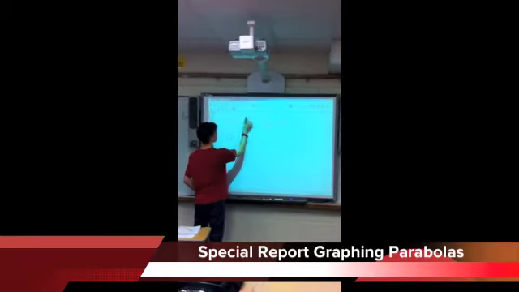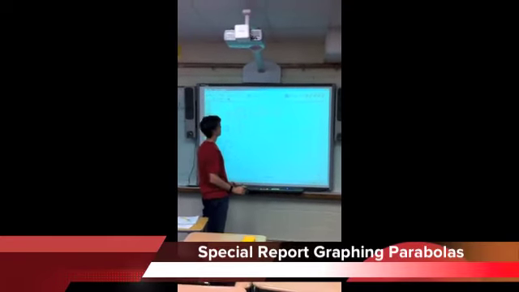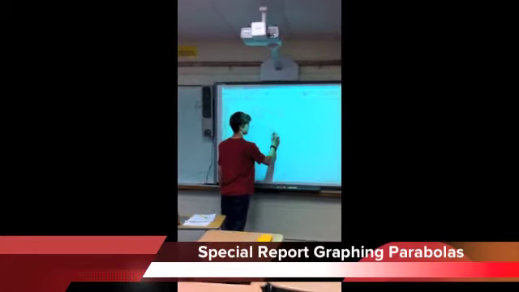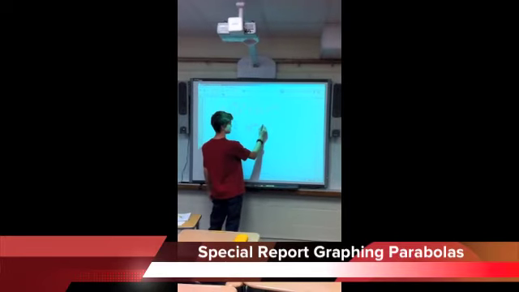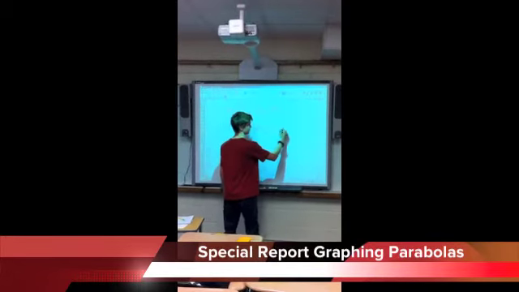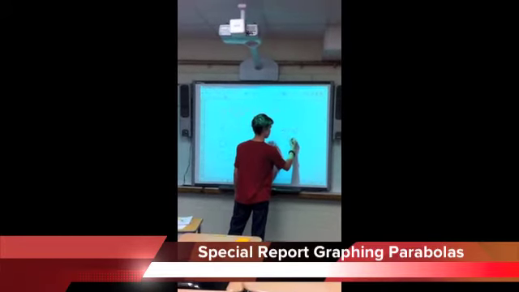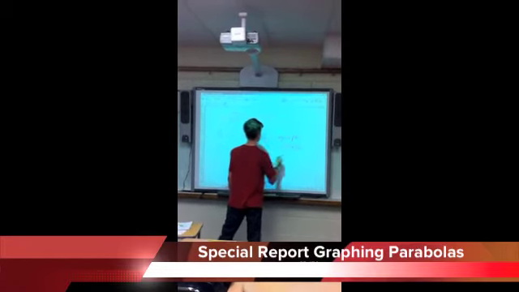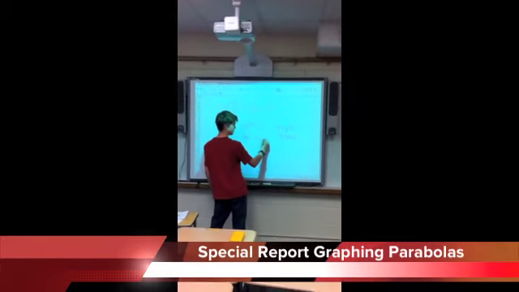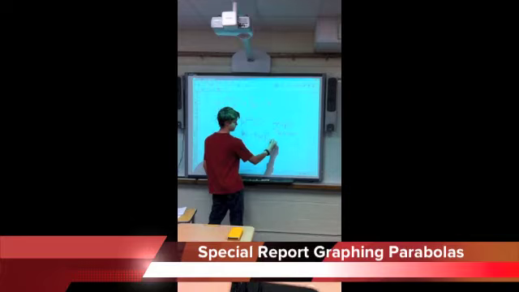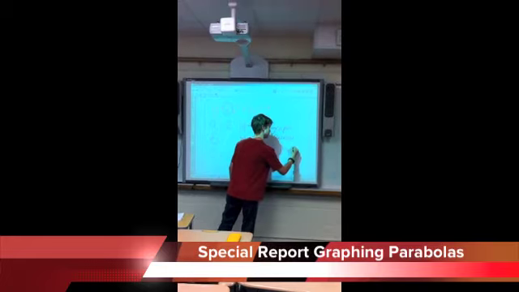A is always the number next to x squared. In this equation, it's 2. When the absolute value of a is closer to 0, the graph will be narrower. When the absolute value of a is closer to infinity, the graph is going to be wider.